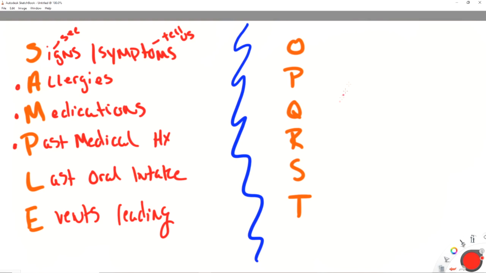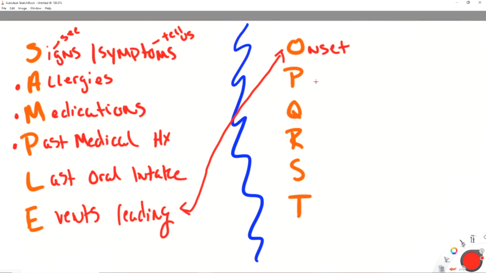So now we move over to the OPQRST, and O is going to be the onset of symptoms. This is again kind of a rehash of E. These two are linked to each other because they're more or less asking the same thing. The onset, what were you doing when this complaint started?